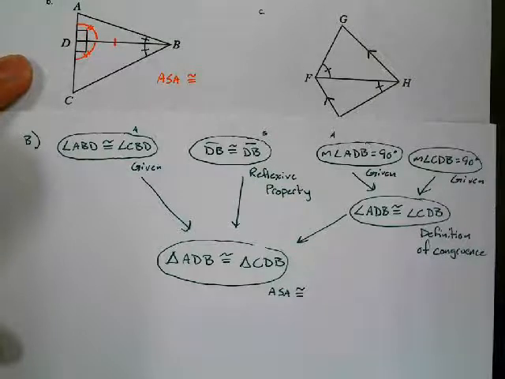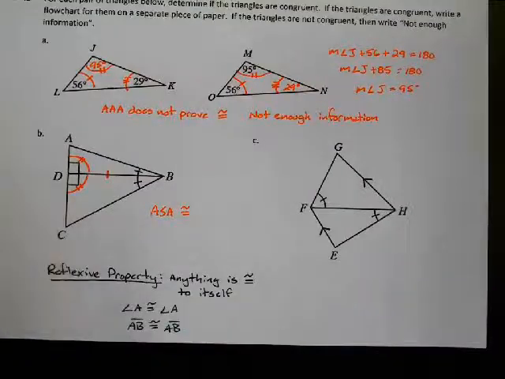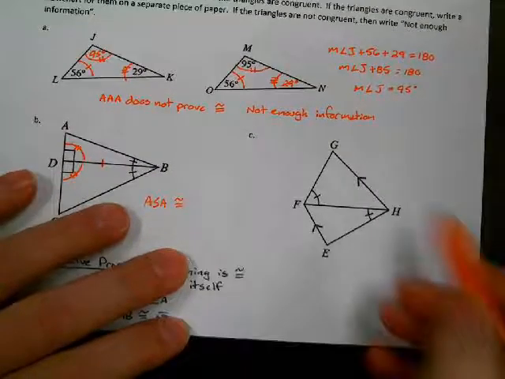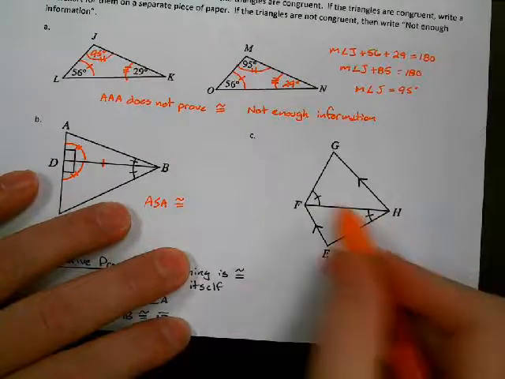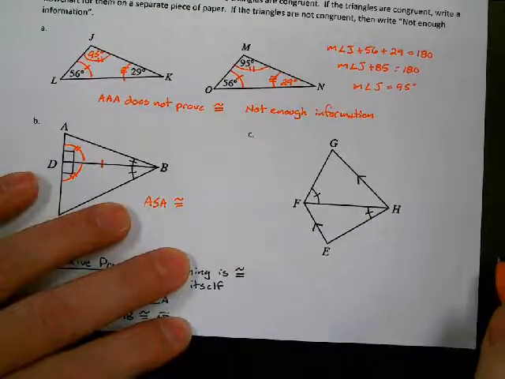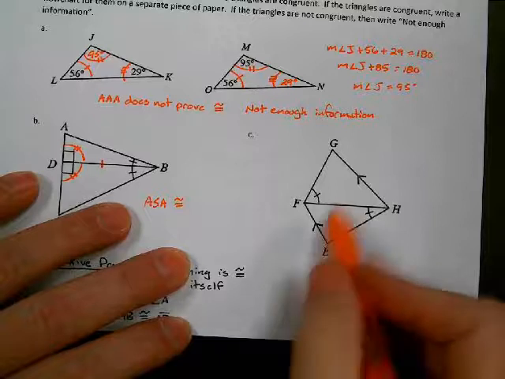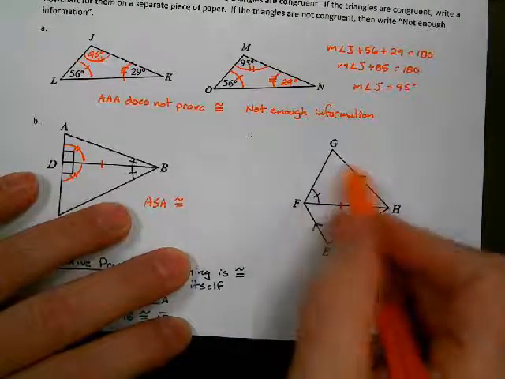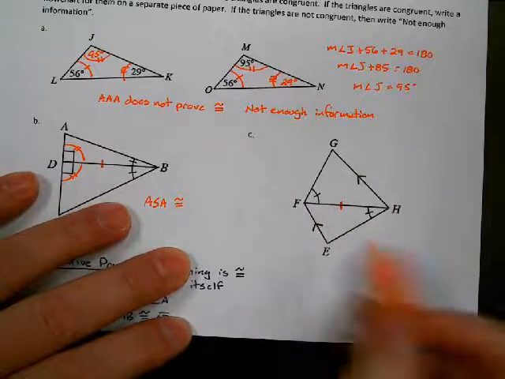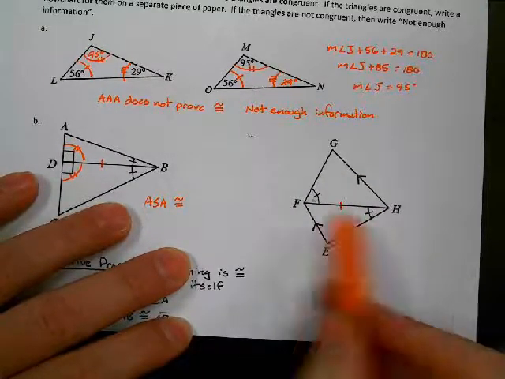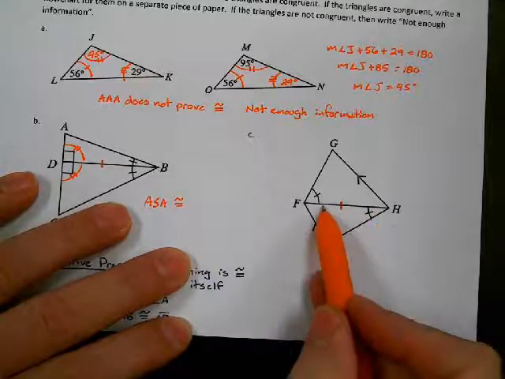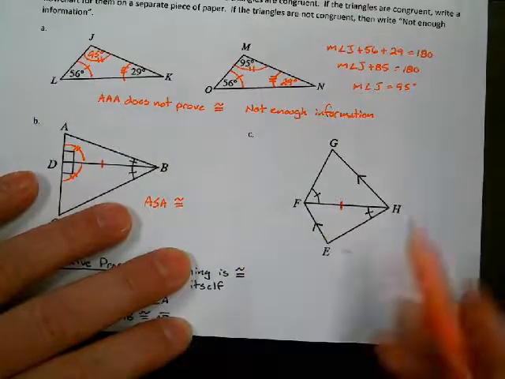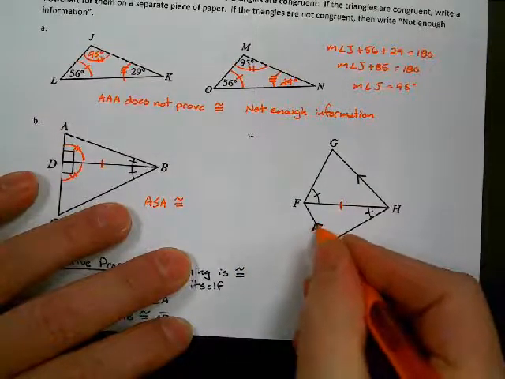All right, for C, we have this angle and this angle. So I got one pair of angles and nothing else. Now I do have reflexive again because this side is the same on the top triangle and it's the same on the bottom triangle. So that's a reflexive property. So I've got a pair of angles, a pair of sides, but I need three things to prove congruent. Now they did add on something here. They've got these parallel lines right there.